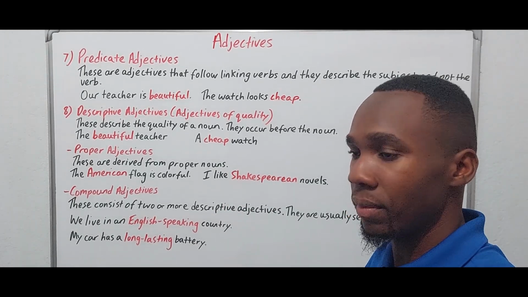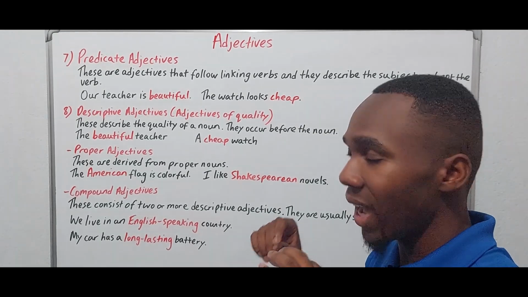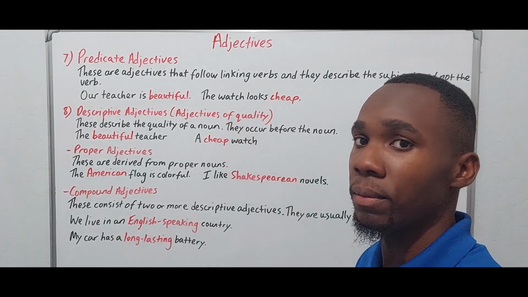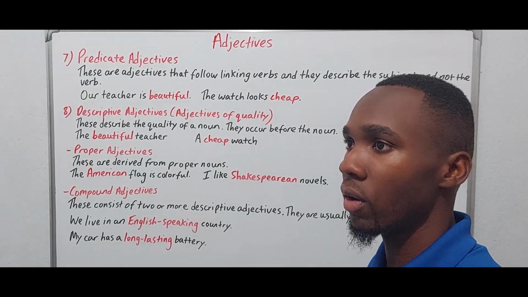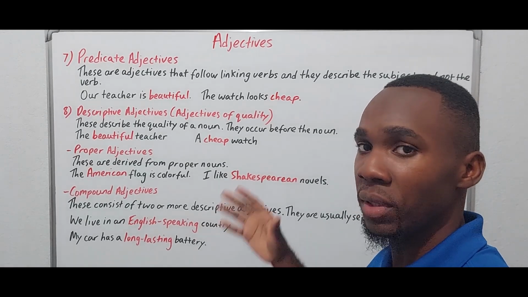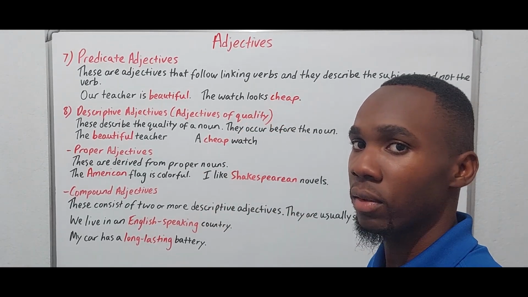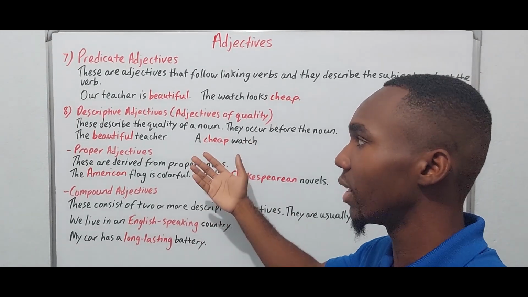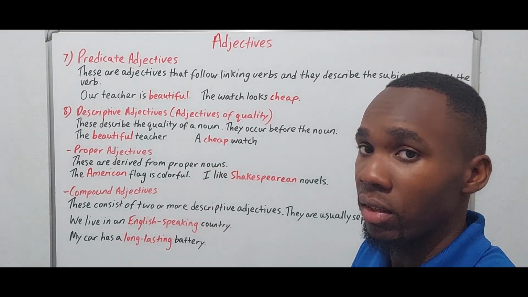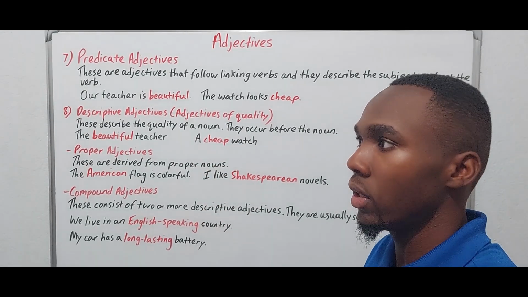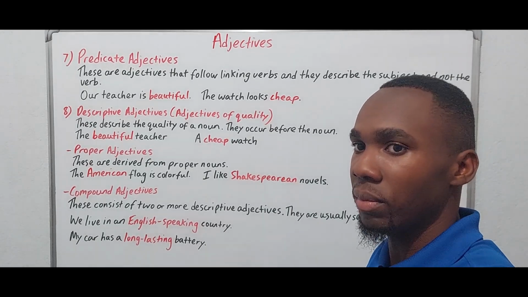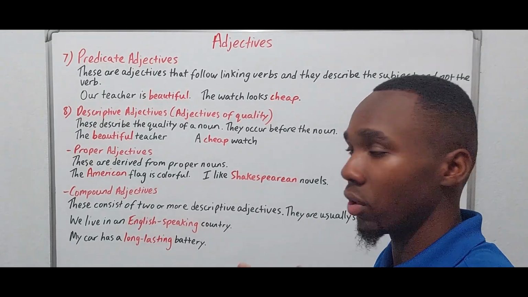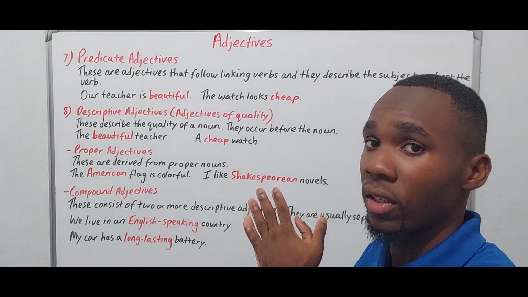Afraid describes the state. So that has to follow a linking verb. So those are examples of adjectives that can only be used as predicate adjectives. They cannot be used as descriptive, because if they are used as descriptive adjectives, that means that they precede the noun. And you can't say the afraid teacher or the asleep teacher. No. So those will follow linking verbs, and thus they can only be predicate adjectives. Okay?